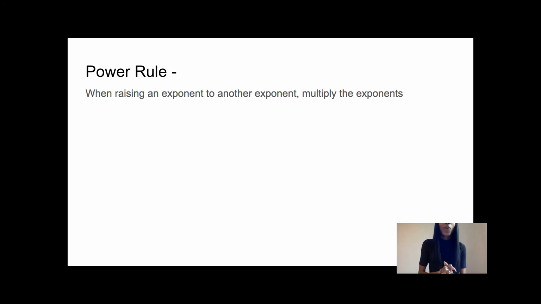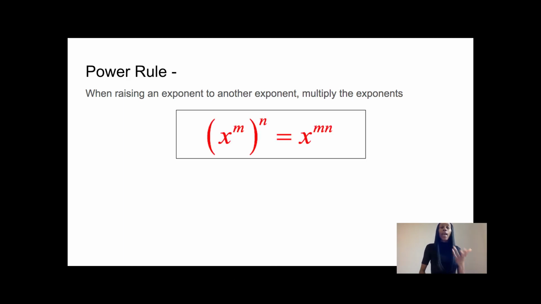Let's go. So we have the power rule. When raising an exponent to another exponent, simply multiply the exponents. The way I remember that is anytime I see an exponent sitting right beside another exponent, I just know to multiply them. So let's say I have x to the power of m all raised to the power of n. I know that that gives me x to the power of m times n.